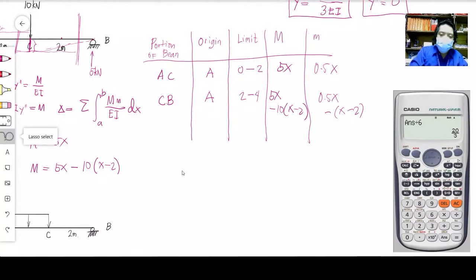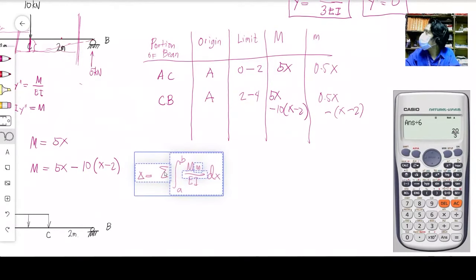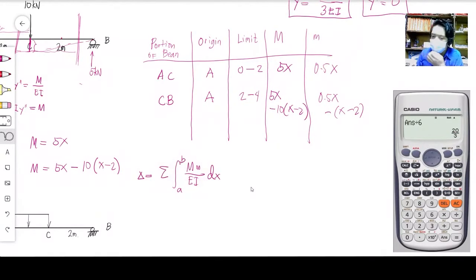Okay, so to solve for the deflection, we will use the virtual work formula. The summation: delta is equal to 1 over EI, we take out EI because EI is constant. Let us go to the portion A first, the portion of the beam.